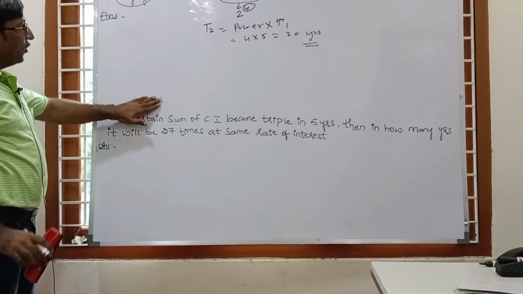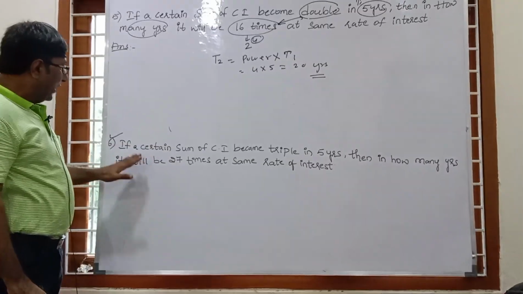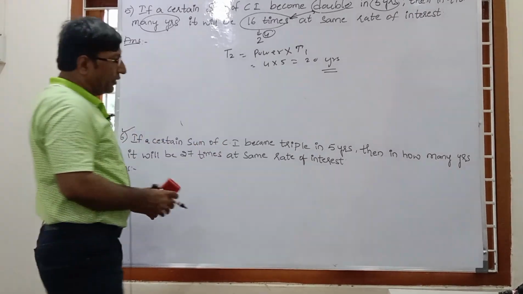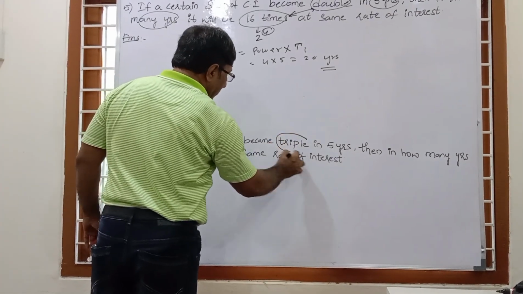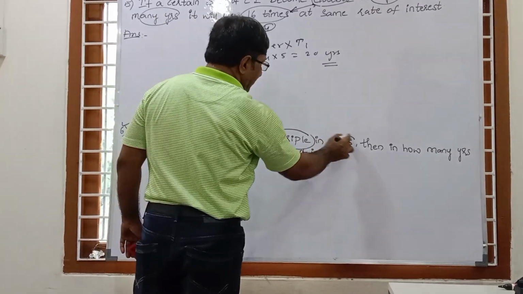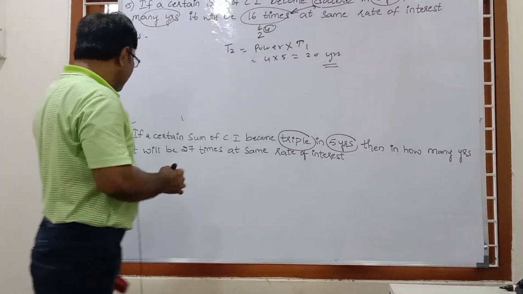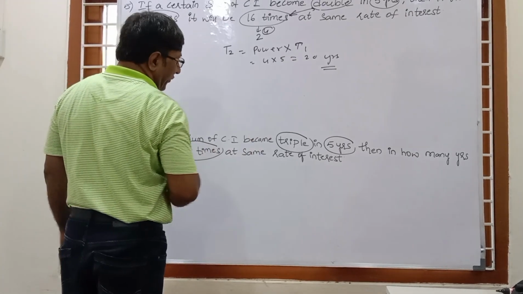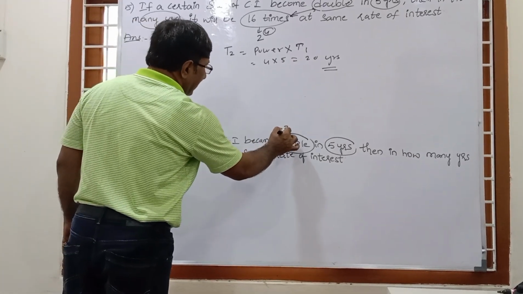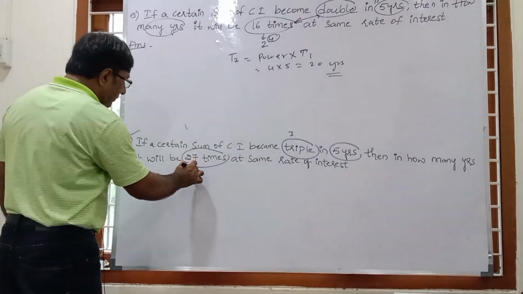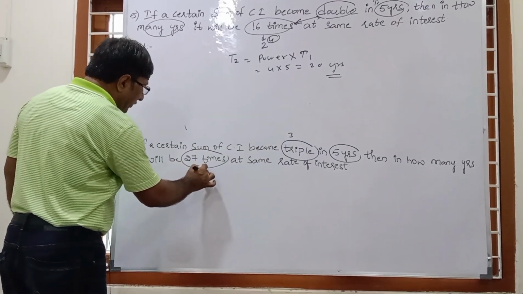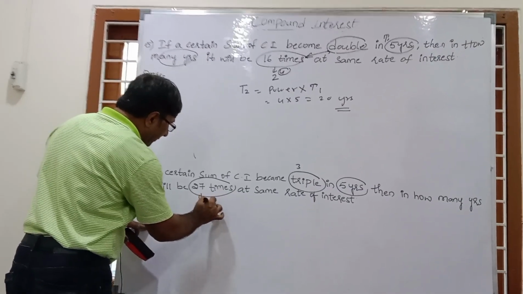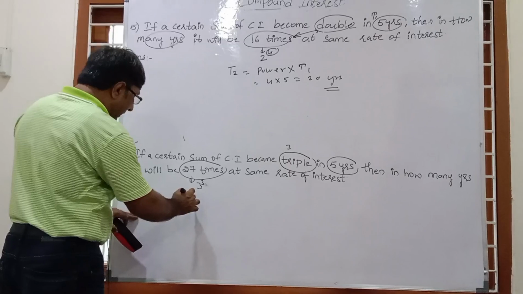This question is also based on this technique. If a certain sum of compound interest becomes triple in 5 years, then in how many years will it be 27 times at the same rate of interest? So triple means 3. So here 27 means a power of 3. 3 to the power 3 is 27. So now our technique is what?